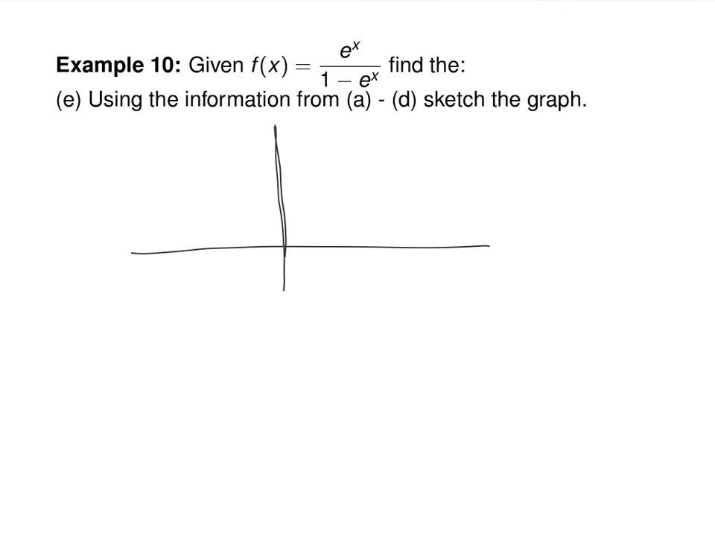So you have a vertical asymptote right there, and you have 2 horizontal asymptotes. You have one here. You also have one at negative 1, don't you? Oh, yes, negative 1. Thank you.